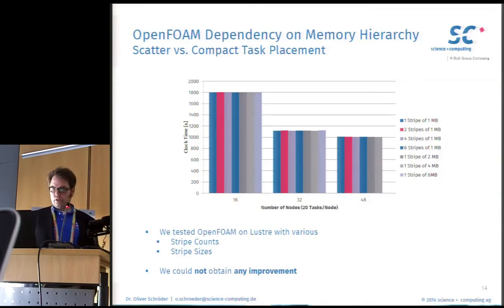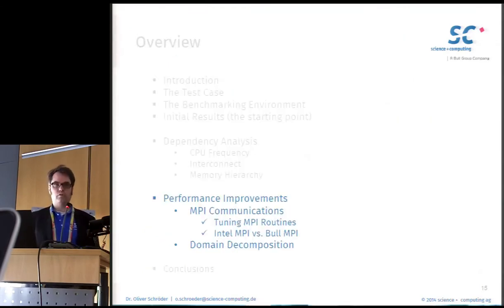There's a last thing that we looked at, namely, is file system I/O that important? But it's not. So we looked at different Lustre configurations with different stripe sizes and different number of stripes and so on. And here you can see 16 nodes flat, 32 nodes basically flat, 48 nodes flat. So that's just for completeness, and we did the investigation, but that's not really an issue here.